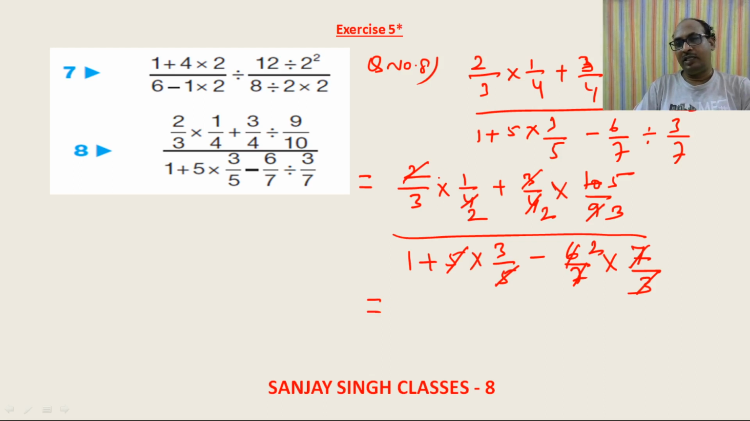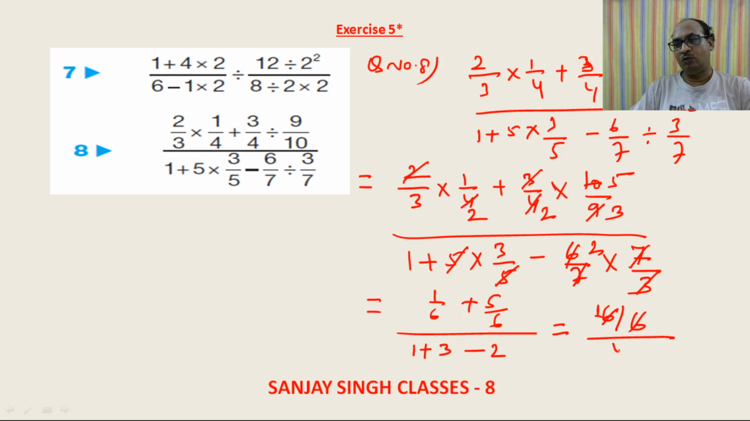Now in the numerator part we have got 1 by 6 plus 5 by 6, divided by 1 plus 3 minus 2. Now in the numerator 5 plus 1 is 6 by 6, so 6 by 6 will cancel with 1, divided by 3 plus 1 is 4, minus 2. So 4 minus 2, our answer will become 1 by 2.